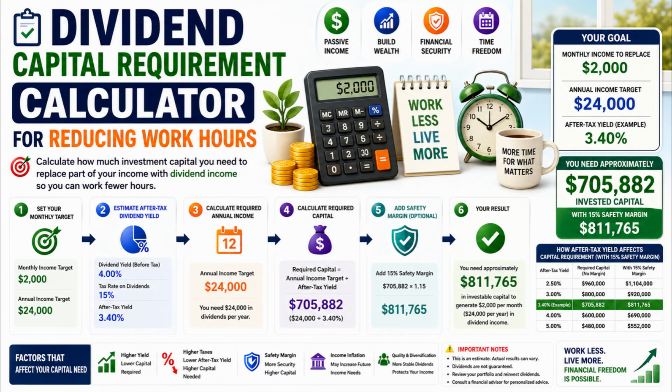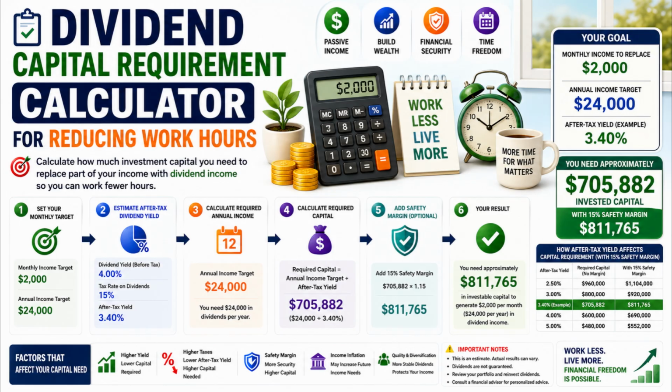After that, estimate your after-tax dividend yield. In this example, the dividend yield before tax is 4%, while the assumed tax rate on dividends is 15%. To find the after-tax yield, multiply 4% by 1 minus 15%. Therefore, the calculation becomes 4% multiplied by 85%, which gives an estimated after-tax yield of 3.4%. In simple terms, for every $100 invested, you may keep about $3.40 per year in dividend income after taxes, based on this example.